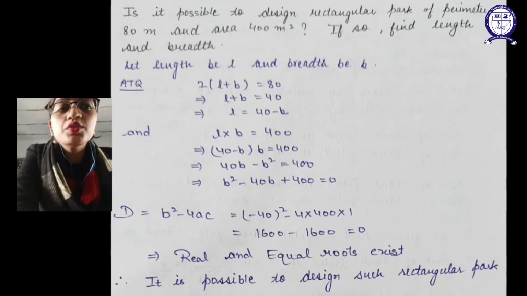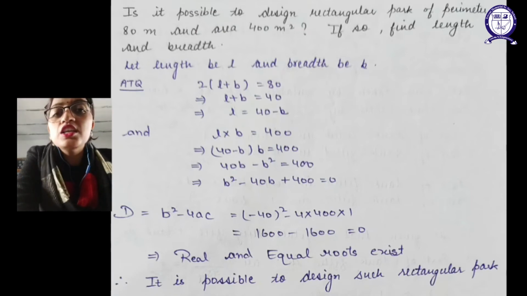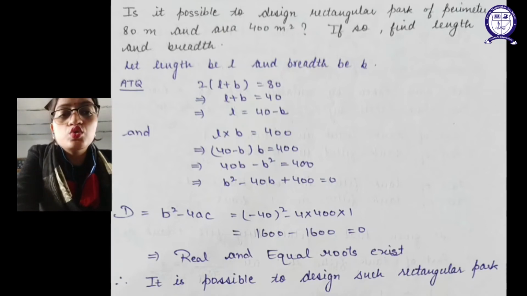Now let's see a word problem related to it. Is it possible to design a rectangular park of perimeter 80 meter and area 400 meter square? If so, find length and breadth. It says, is it possible. Whenever a question starts with this or has a phrase like this, is it possible, it is asking whether we are able to find a rectangular park like this or not. So basically it says to find the discriminant, that is, find the nature of the roots over here. So according to the question, suppose we are taking length as L and breadth as B.